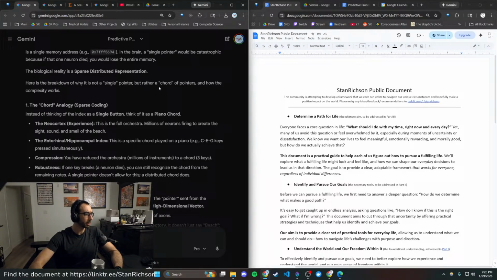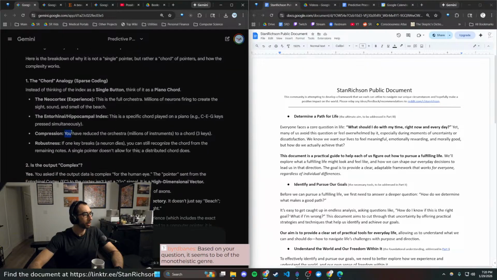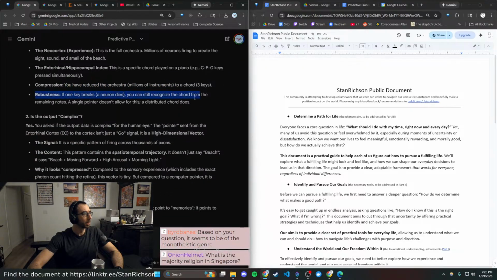The neocortex, that's the experience. This is the full orchestra, millions of neurons firing to create the sight, sound, and smell of the beach. The entorhinal cortex and the hippocampal cortex? Or is it just the hippocampus? I guess it wouldn't be that same structure. Because it's newer, or it's older, right? In a sense, this is a specific chord played on the piano, right? Compression, you have a reduced, yeah.